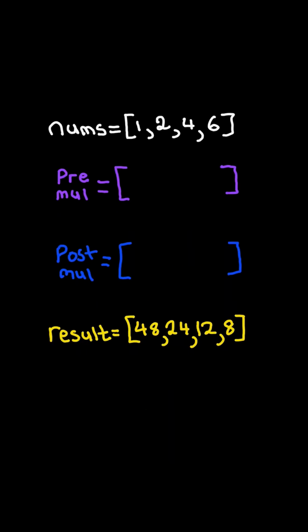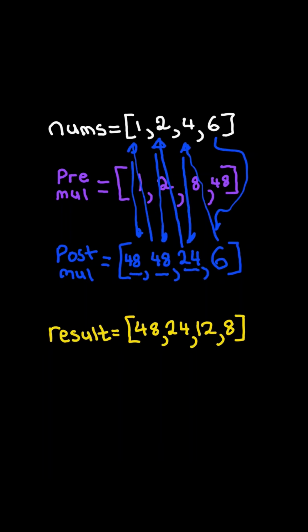We are going to build two lists. In pre-multiply, we start with the first value. To get the next value, we multiply the previous with the current. This gives us 2, and we continue. For post-multiply, we start at the end. We multiply the post with the current, and this gives us 24, and we continue.